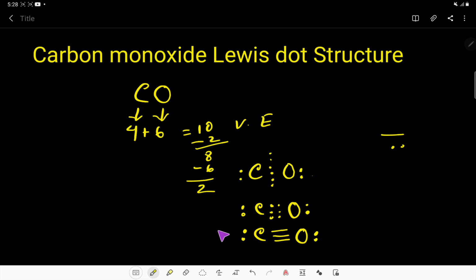So you can say that this is the Lewis structure of carbon monoxide, and if you want to know more about the Lewis structure and formal charge, you should read that blog post.